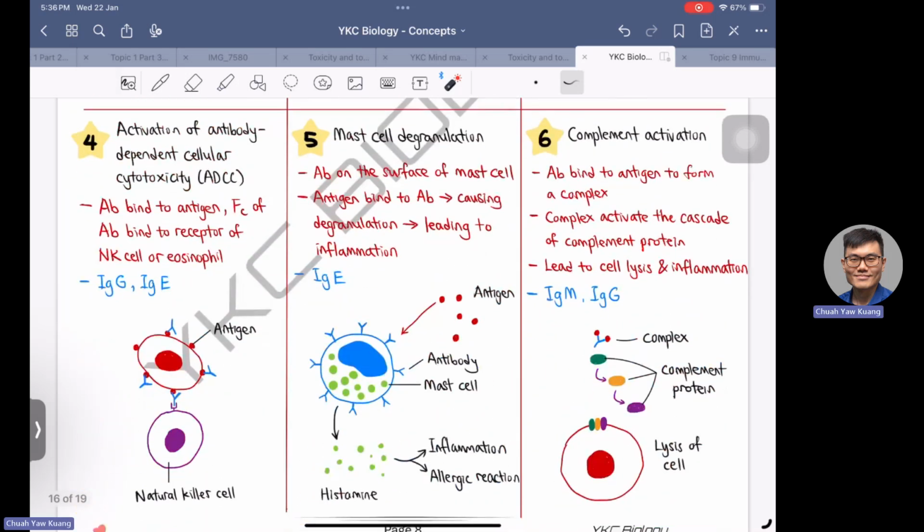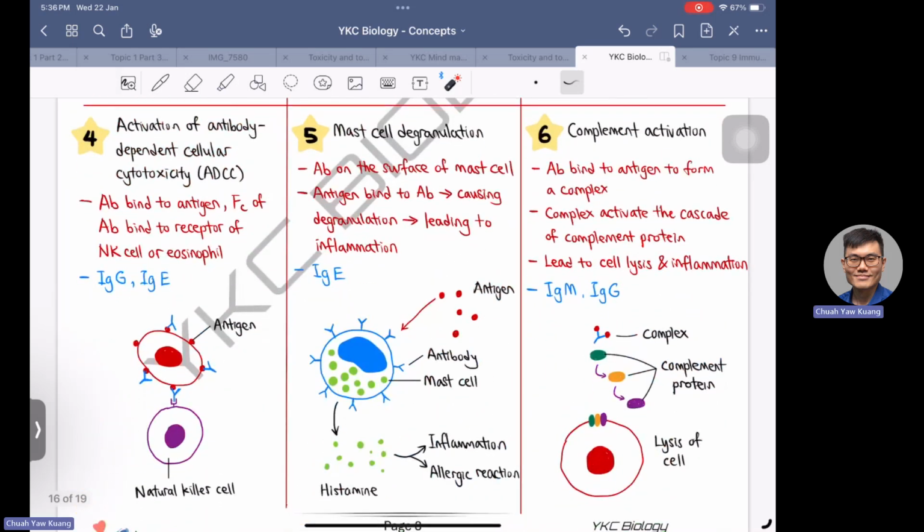Then next, we will move on to outcome number 4, which is the activation of antibody-dependent cellular cytotoxicity, ADCC. Antibodies like IgG or IgE will bind to the antigen that occurs on either the pathogen or the infected cell. So for example, a virus-infected cell will have the viral antigen on its surface. So the antibody like IgG will go and bind to this antigen on the surface.